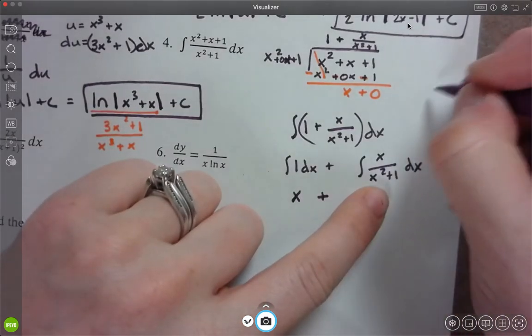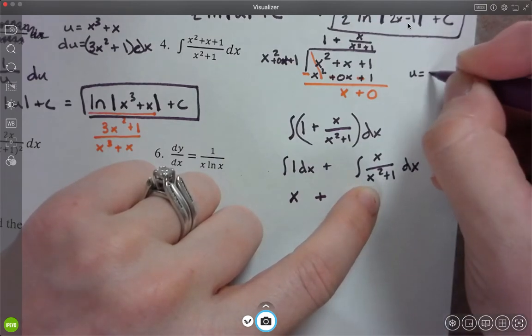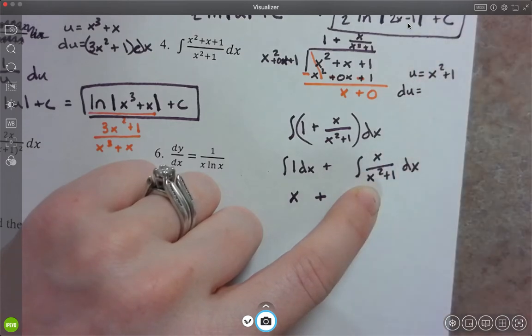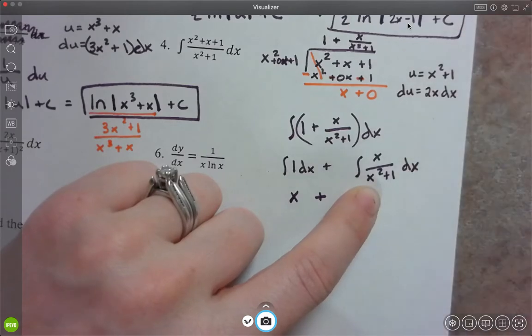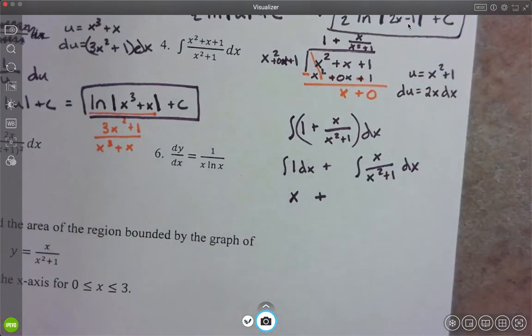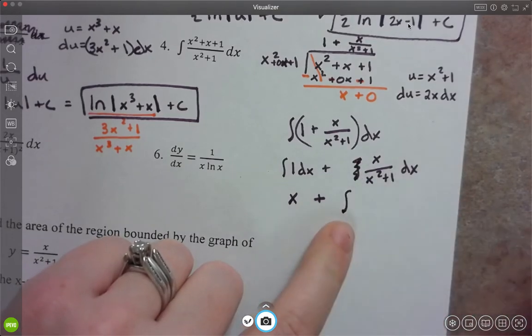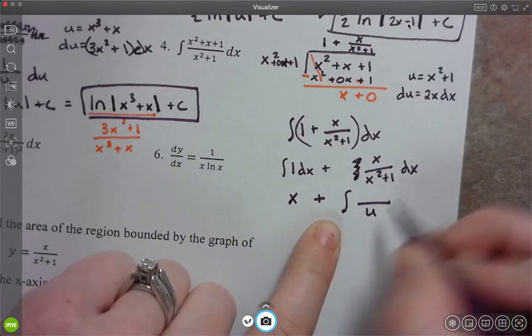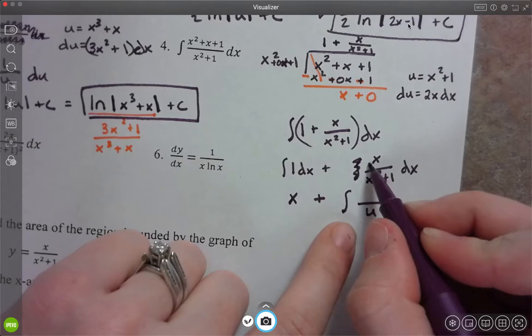So I'm going to do it up here. I'm going to call u the bottom part, which is x squared plus 1. And then du would be the derivative of that, so the derivative of that is 2x dx. Okay, and now I'm going to start to substitute. So my integral symbol goes down. The bottom, x squared plus 1, is now going to be replaced with u because that's what I've called it.